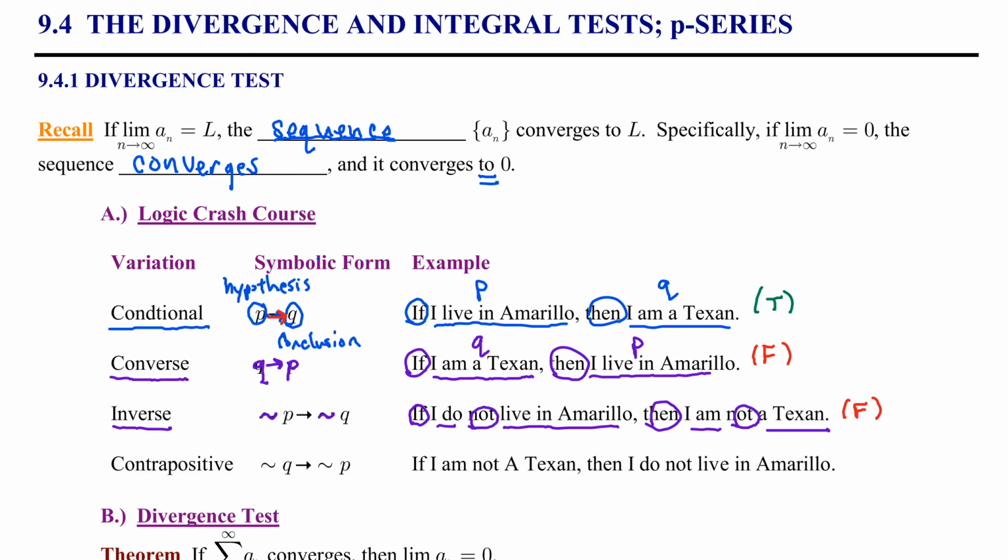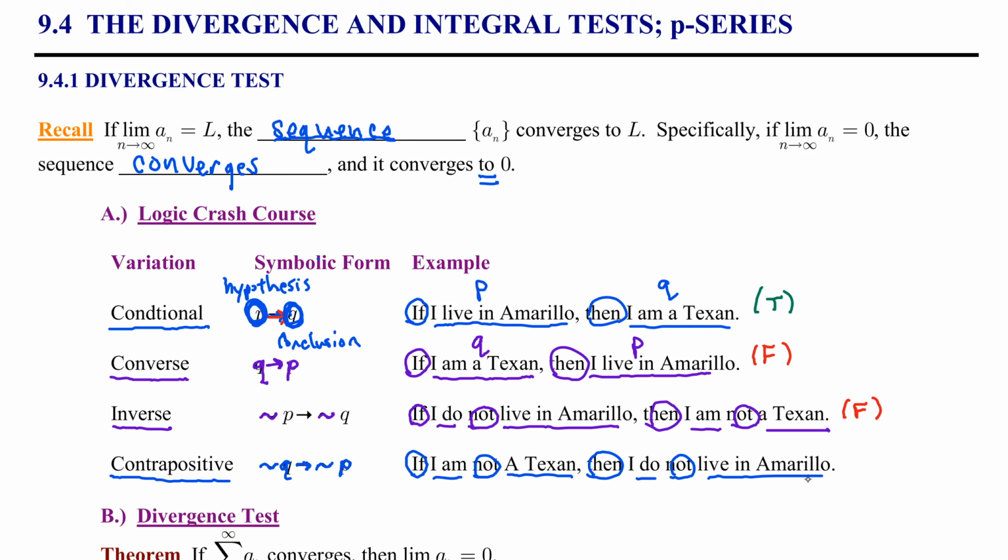Let's look at one more variation, and then I'll show you how this is going to apply to the divergence test. The last one is called the contrapositive. Notice we've got the squiggles again, that represents the negation, and we are dealing with a conditional statement, a statement of the form if P then Q. And notice the order of our statements. Q is first, P is second. That's the opposite order of the original conditional. If we apply this contrapositive pattern to the original conditional, it would read something like this. If I am not a Texan, then I do not live in Amarillo.